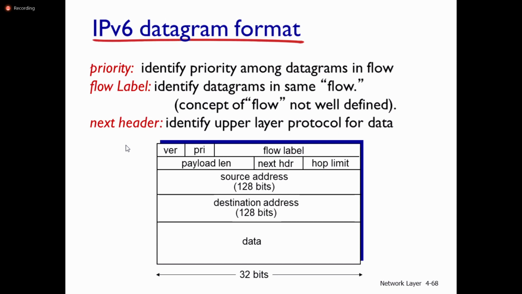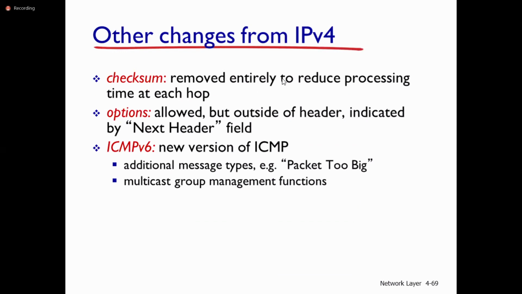The number of hop devices that can pass through whenever the datagram is passing through to the destination. Then source IP address, destination IP address, and data. Here the checksum is removed entirely to reduce the processing of data at each hop.